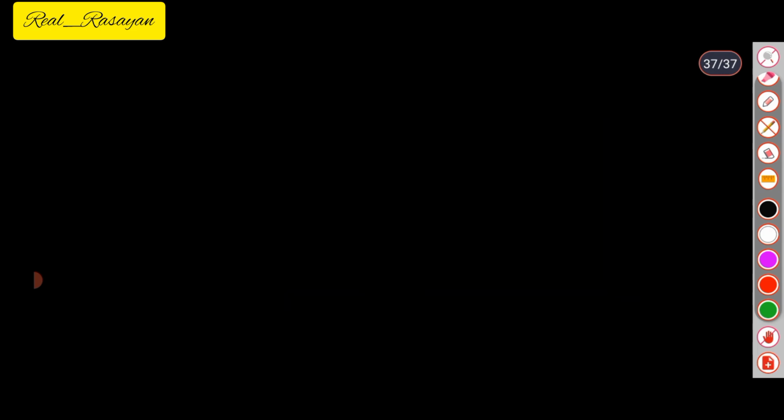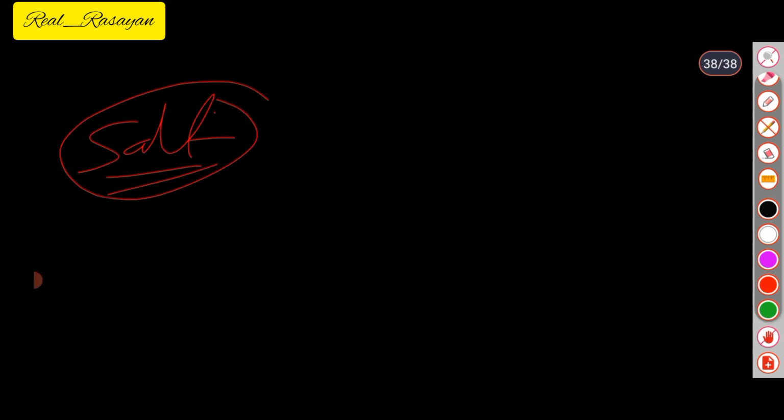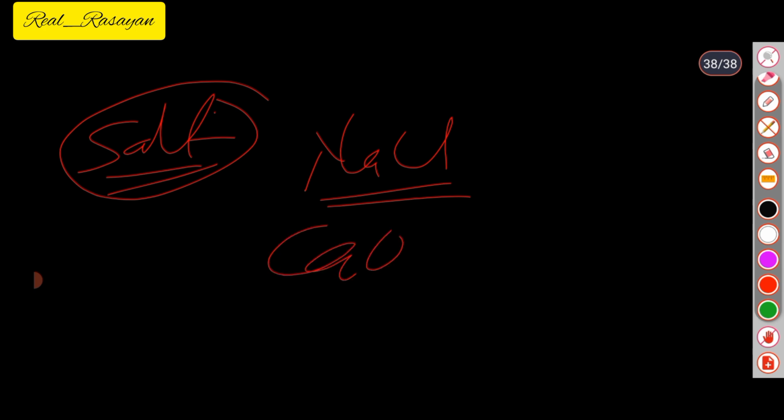Next question is related to salt. Some important salts we are going to discuss. First one is sodium chloride. Second is bleaching powder. Formula is CaOCl2, calcium oxychloride. Sodium chloride is common salt or rock salt. It can be obtained from the sea. It can be related to Dandi March or Gandhi Ji.